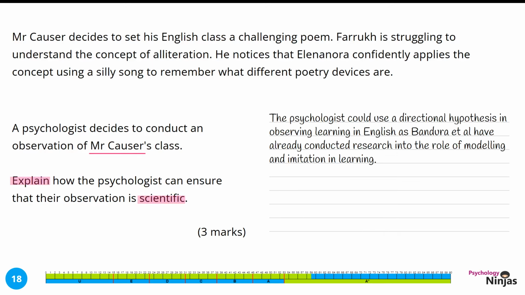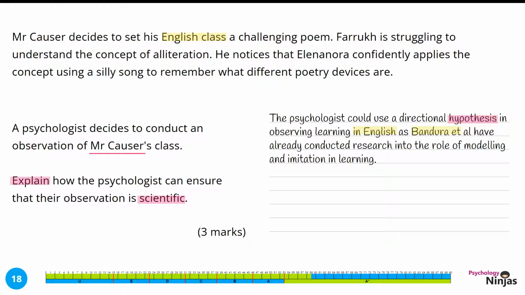The psychologist could use a directional hypothesis in observing learning in English, as Bandura et al. have already conducted research into the role of modelling and imitation in learning. Here we have a clear feature of science in terms of hypothesis testing. We've also linked this back into our stem by talking about this being in the English lesson and an understanding of the previous research in observational learning with Bandura et al. We can tick this off in our stem in terms of the English class, so we know that we've used different parts of the stem within our application.